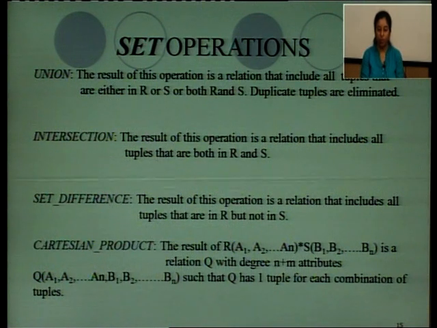Intersection: the result of this operation is a relation that includes all the tuples that are both in R and S. And the set difference: the result of this operation is a relation that includes all the tuples that are in R but not in S. And the next is Cartesian product. The result of R that includes attributes A1, A2 up to An and S that includes B1, B2, Bm is a relation Q with the degree n plus m attributes. The Q represents the combinations of both A and B such that Q has one tuple for each combination of tuples.